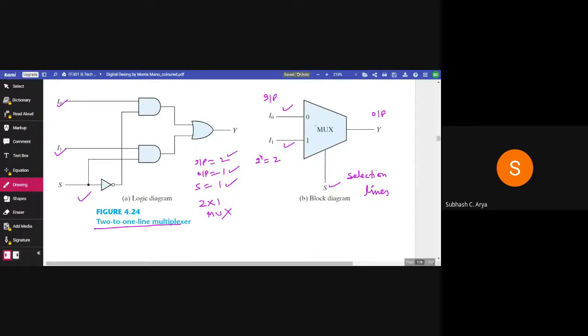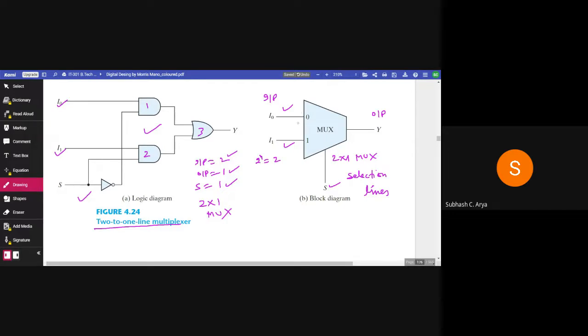But what is inside this box? Inside the box for a 2 cross 1 multiplexer is this diagram. Again, this is an AND-OR structure, conducted in a particular fashion. You can see here AND gate 1 and AND gate 2, and this is the OR gate. 3 gates are required. Let us see how the output is selected.